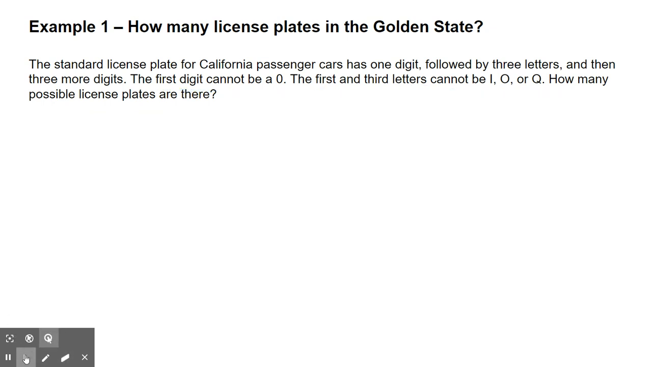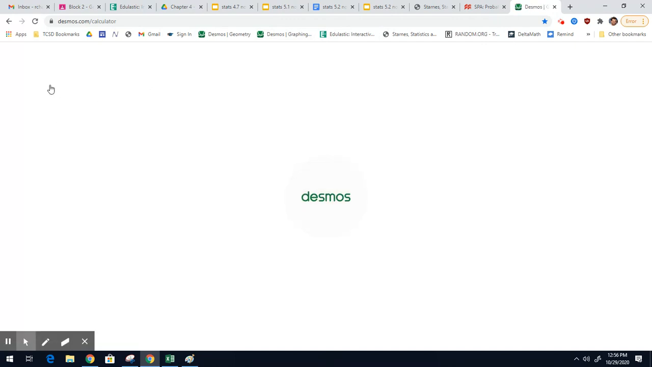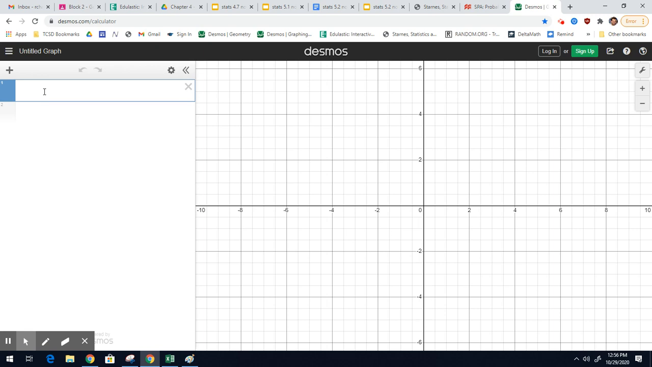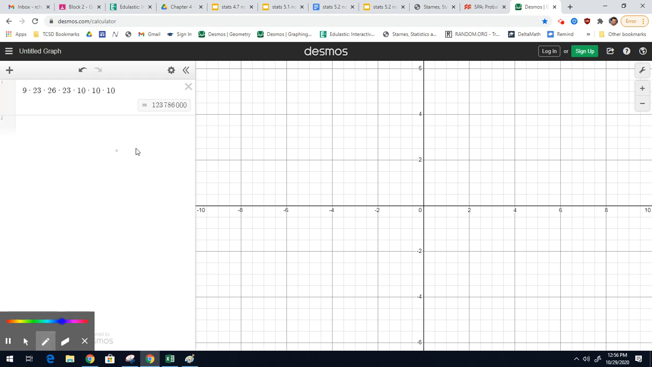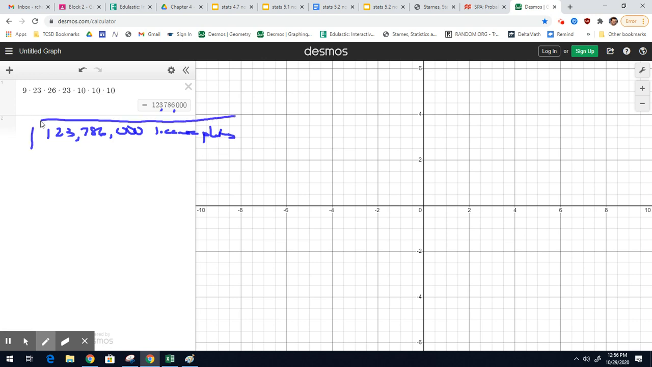Okay, so let me erase this. Let me go to Desmos graphing calculator, and I will simply type in 9 times 23 times 26 times 23 times 10 times 10 times 10. And there we go. That's a huge number, right? So we're looking at 123,786,000 license plates. And again, you think about how many license plates a state needs. They need a lot. So that should make sense. The number's pretty big. All right, great.